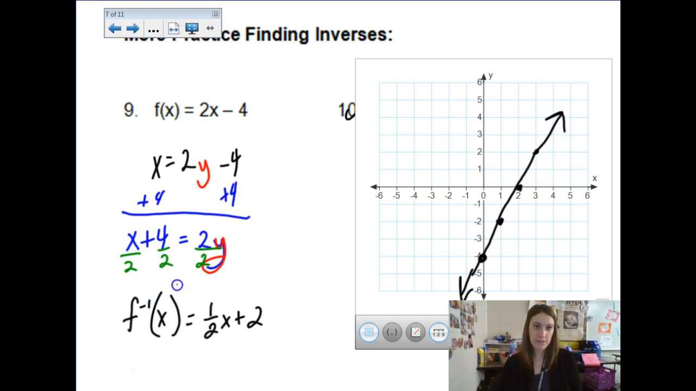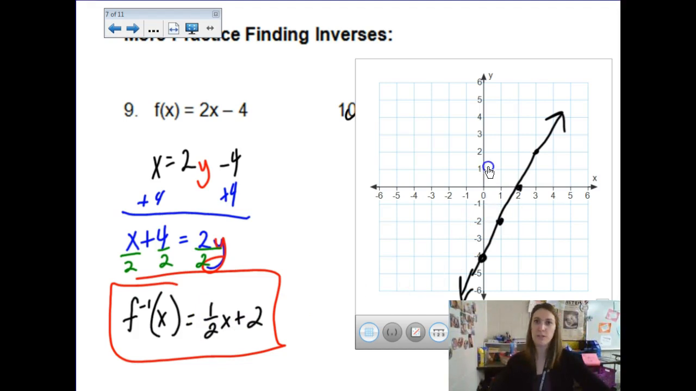So what I'm going to do next is graph this line in red over here on the same coordinate plane. So it starts at 2, and then the slope is 1/2. So up 1 over 2, up 1 over 2.